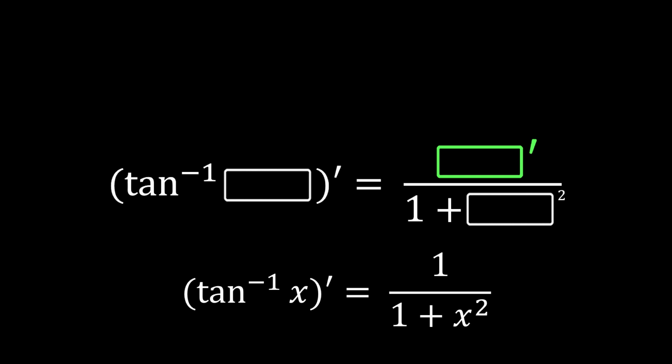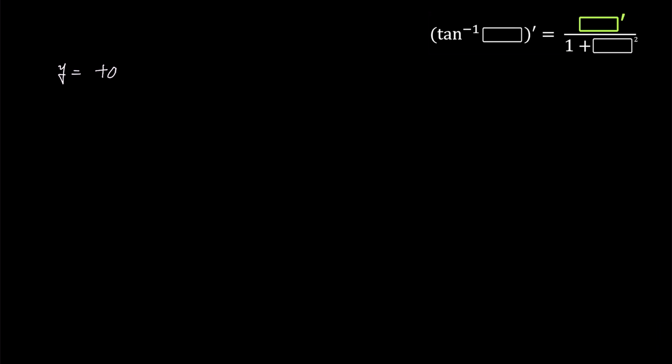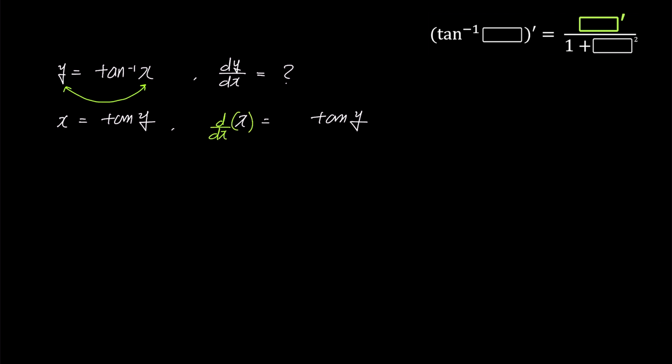Before solving the example, let's derive this formula first. Here we have y equals inverse tangent x, and we'll prove how dy over dx is derived. Since y is currently expressed as the inverse function, let's replace x and y to find the original function. Removing the inverse function notation and exchanging x and y gives us x equals tangent y. Now we'll differentiate both sides of the equation with respect to x. The left-hand side becomes dx over dx, and the right-hand side becomes d tangent y over dx.